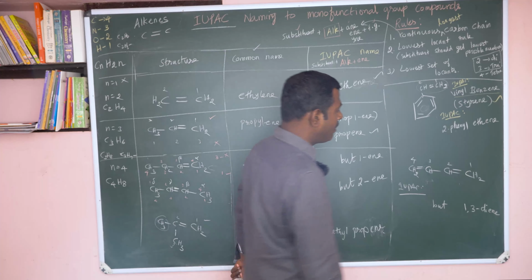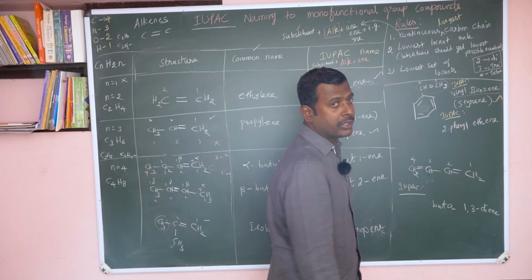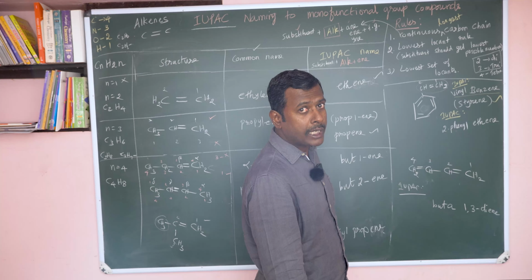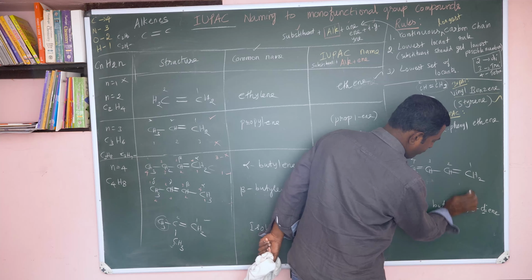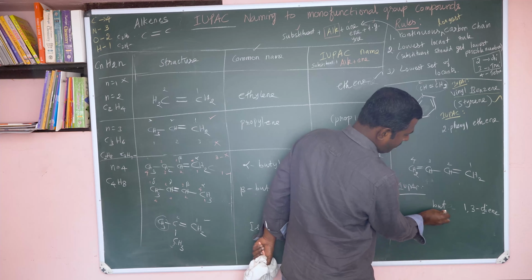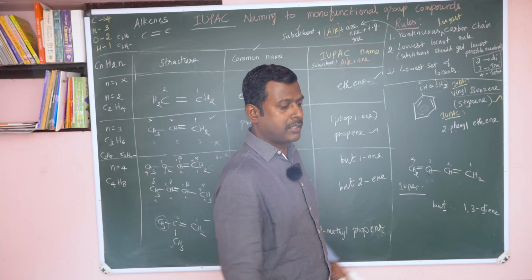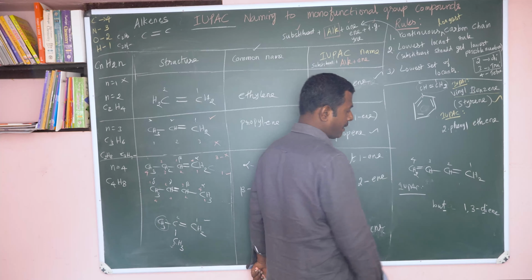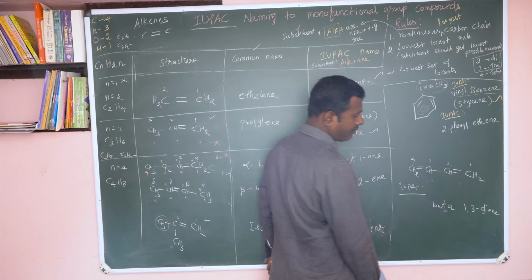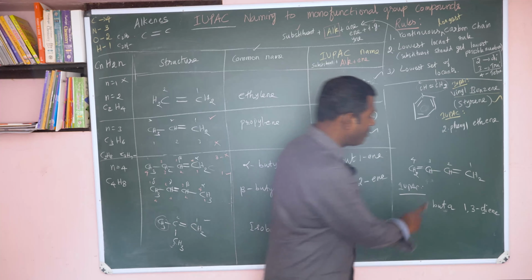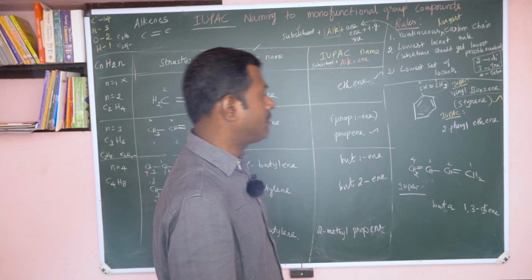Actually this is wrong. We have to add one more letter, A, here. Buta-1,3-diene. Why? Because here D is there. If you don't add A here, then T and D, both are consonants. Two consonants will not combine. That's why we are adding one vowel here, that is A. So it is buta-1,3-diene, not simply but-1,3-diene. Buta-1,3-diene is the only correct one.